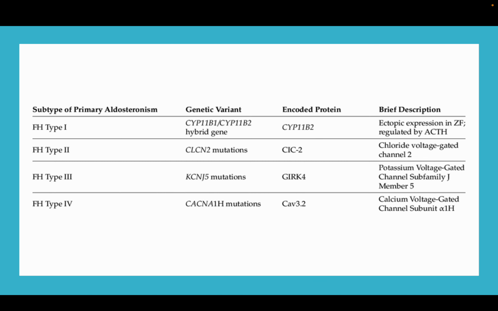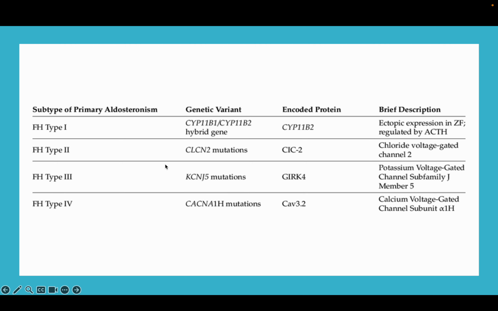As I mentioned, FH type 1 is due to a CYP11B1 mutation where a hybrid gene is present, with ectopic expression regulated by ACTH. ACTH controls the zona fasciculata region and also controls the aldosterone levels in the body. So that is relieved by giving steroids. The treatment is for glucocorticoid remediable hyperaldosteronism, where you give steroids. The patient will have high aldosterone, low renin, metabolic alkalosis and hypokalemia.